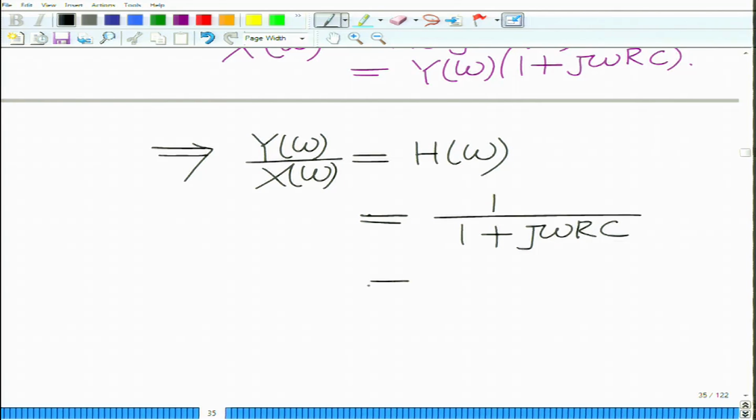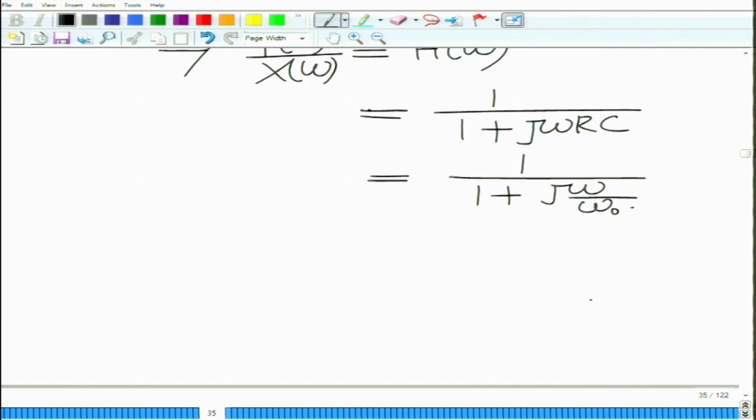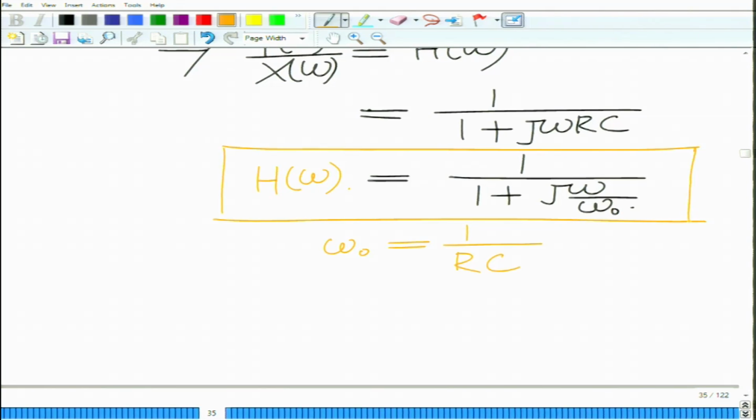I can also write this as 1 over (1 plus j omega over omega naught), where omega naught equals 1 over RC. Okay. So, for an RC circuit, I can represent the frequency response as 1 over (1 plus j omega over omega naught), where omega naught equals 1 over RC.